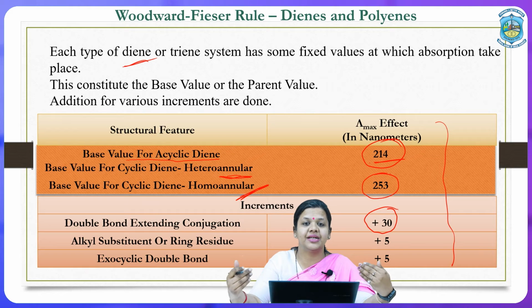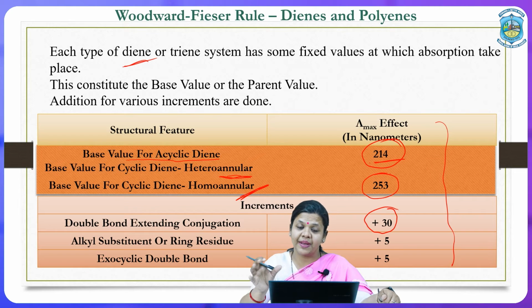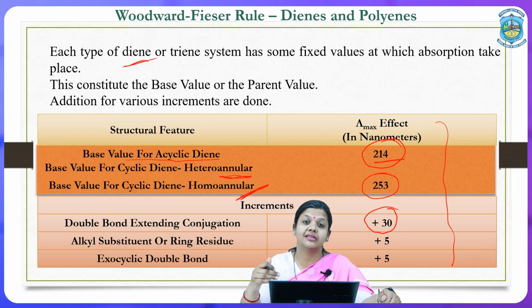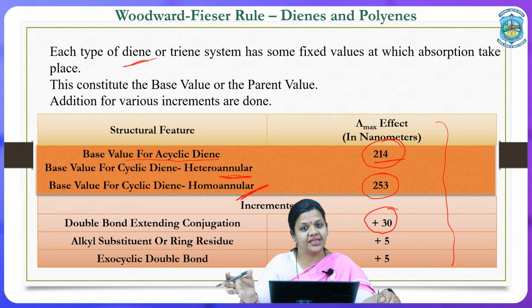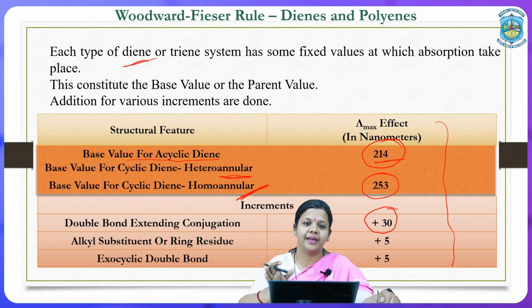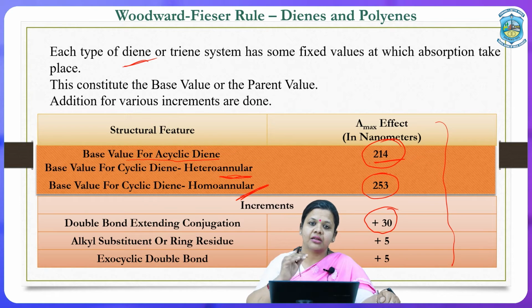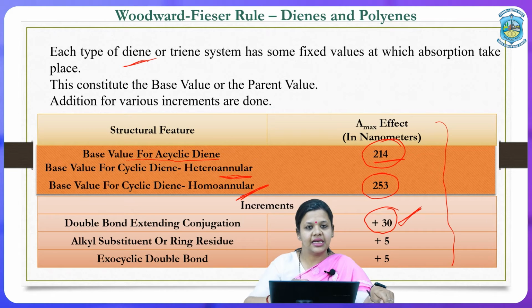What do we mean by increments? Increments means that apart from this basic structure of 1,3-butadiene that we are trying to search in the molecule, is there something extra? Is there any extra conjugated bond? Some extra functional group attached to it? For each of these conditions, there are certain fixed additions or increments that we keep on doing to the base value. So, if there is a third or a fourth bond in conjugation, then for each such bond a plus 30 is added to the base value.